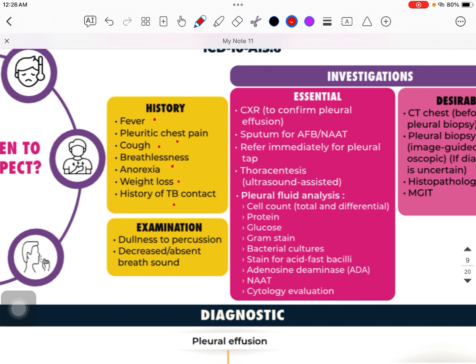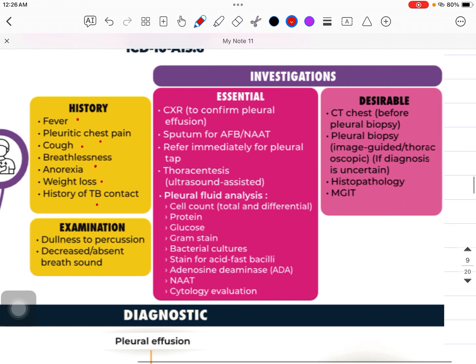Examination: you will be auscultating the patient, percussing the patient. In the percussion there will be the stony dull note, on the auscultation there will be decreased or diminished breath sounds over there, right? So this is the thing. Then investigations over here, what we can do: basically chest X-ray is mandatory, which should be done in all the patients.